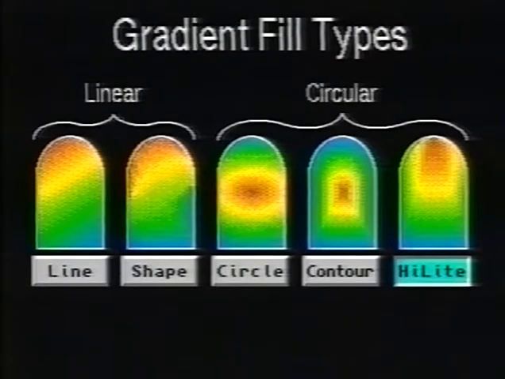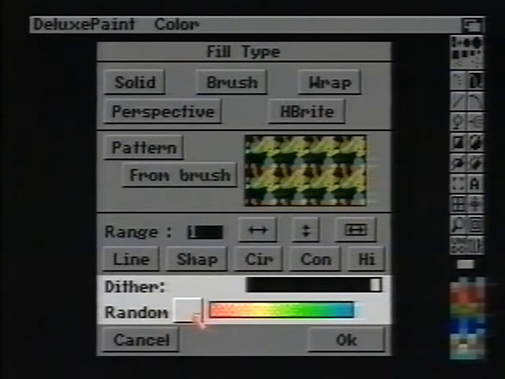Deluxe Paint draws patterned gradients by dithering, which reduces the contrast between adjacent colors without changing the colors themselves. When random is checked, you can adjust the degree of color mixing in the gradient fill. Drag the dither slider left or right to decrease or increase the amount of dither. Setting the slider all the way to the left eliminates mixing between shades. Moving the slider to the right increases the amount of mixing at color boundaries.